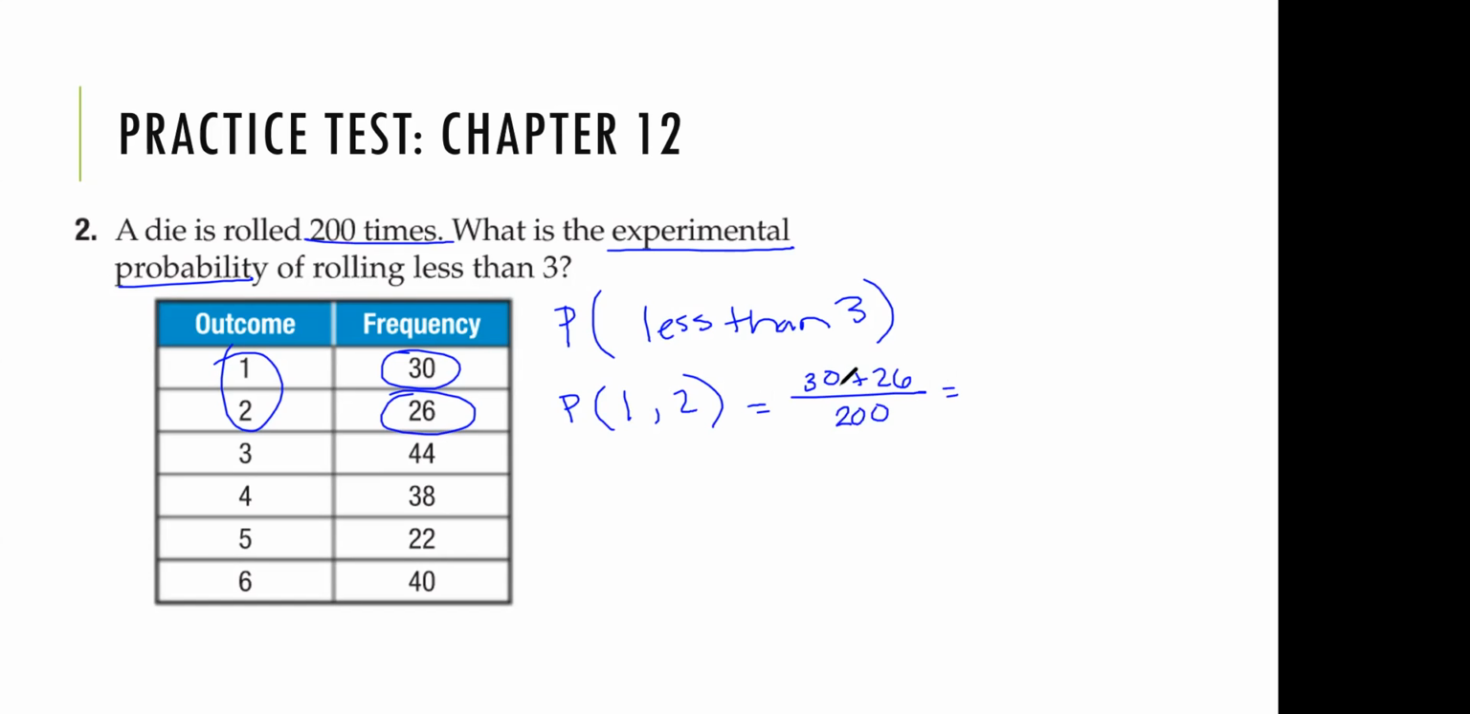So the number of favorable outcomes would be how many times they rolled a 1 and how many times they rolled a 2. That would be 30 plus 26, which is 56. Then divided by the total number of outcomes, which is 200. You divide that, you get 28 hundredths, which is 28%.